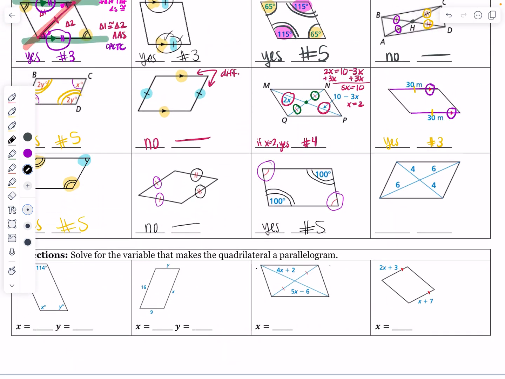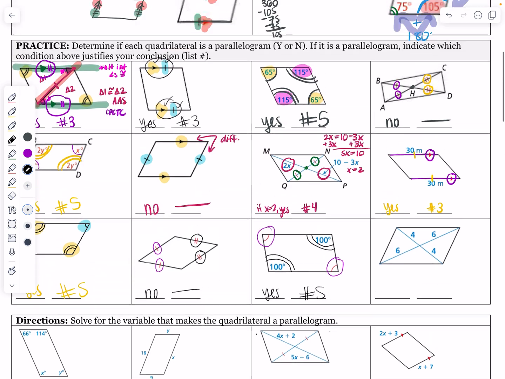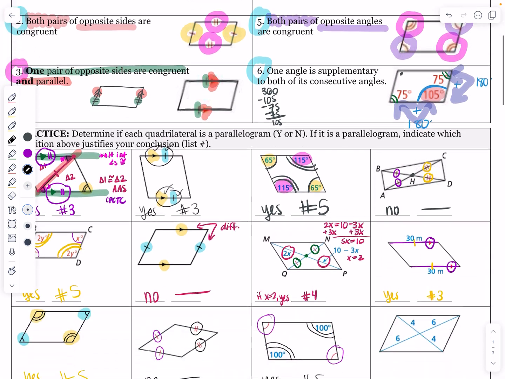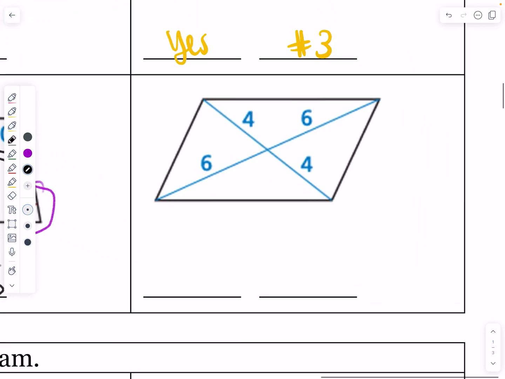All right, we've got diagonals happening, so I'm thinking it's going to be number 4, but let's make sure. Let's make sure that these are actually bisecting each other. 4 and 4, so that is the midpoint. Those are congruent. And then 6 on this side and 6 on this side. So those diagonals do, in fact, bisect each other. So by number 4, this is going to be a yes. This quadrilateral is a parallelogram.